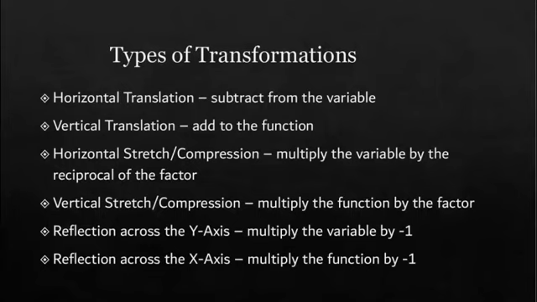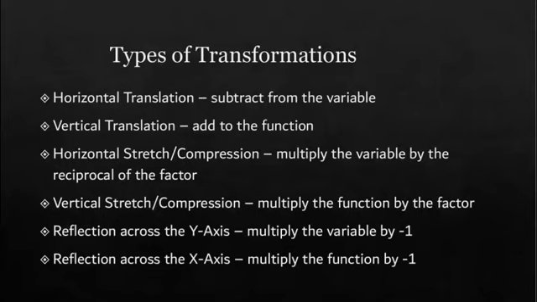For a vertical translation, you're adding a value to the entire function. So this means that right at the end of the function, you would just do plus whatever number it is. And that number would be positive if you're going up and negative if you're going down.